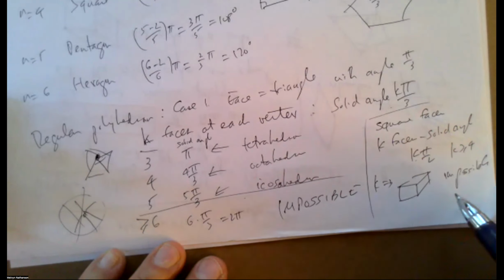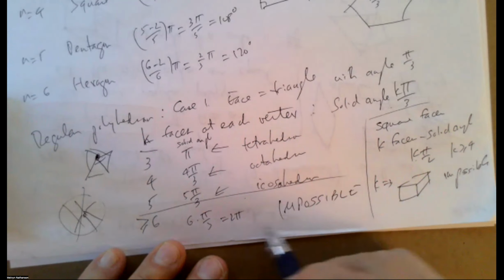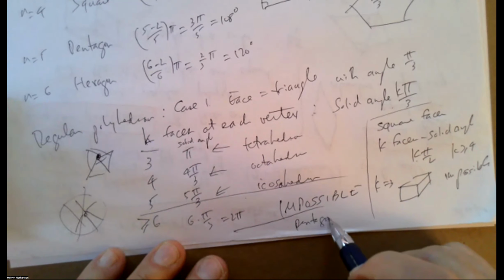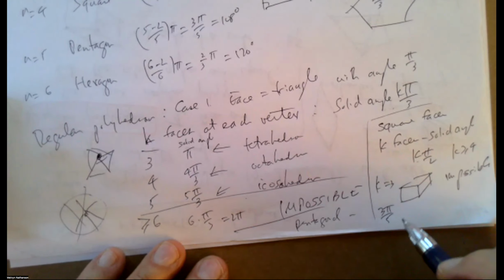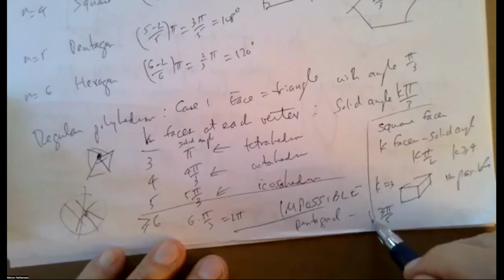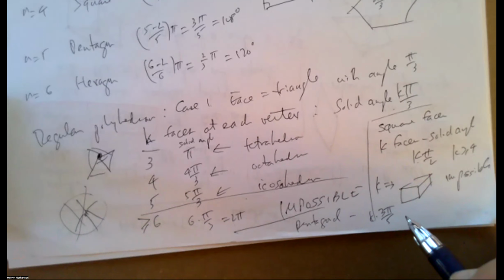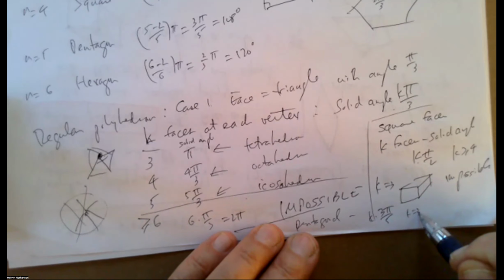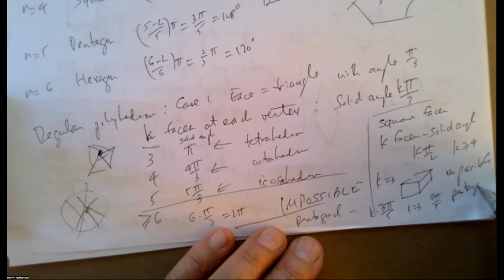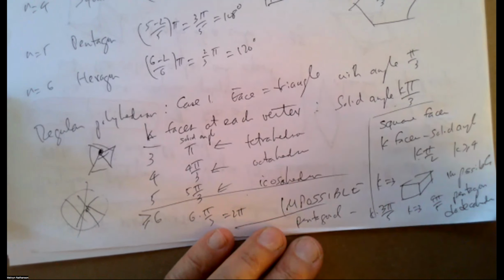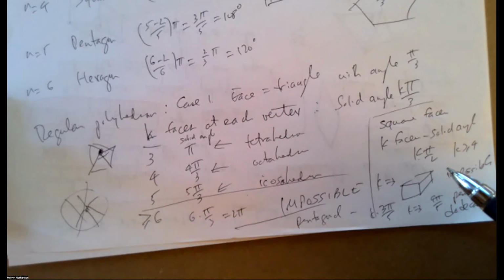What about a pentagon? Suppose you have pentagonal faces. So each face has angle 3 pi over 5, and if you had k faces, you would have k times 3 pi over 5. If k is 3, you get 9 pi over 5. That's less than 2 pi. That's possible. And that is the dodecahedron. If k is bigger than 3, you'd have an angle more than 2 pi. That's not possible. And if you try to use a face that was a regular polygon with 6 or more sides, the angles would be too big.